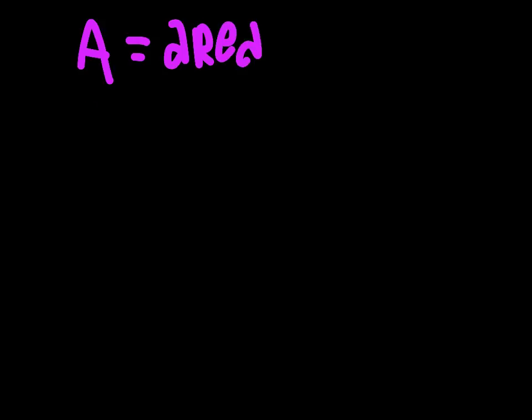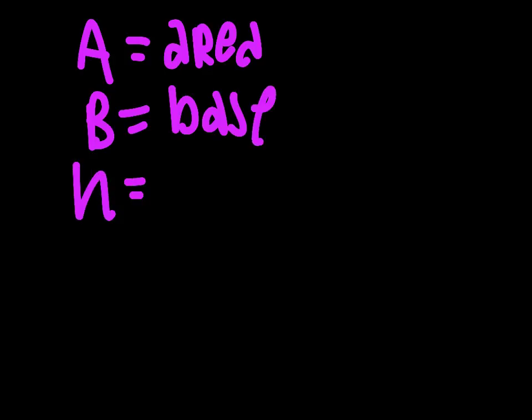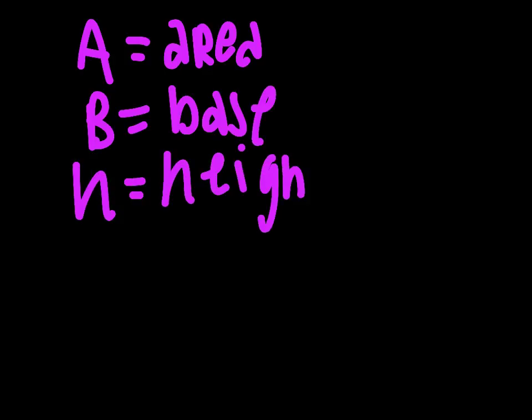Example 3 is write a formula. So translate the sentence into a formula. The area of a triangle equals the product of 1 over 2 the length, or half of the length of the base and the height. So we can let A be the area, B be the base, and H be the height. So let's read it again. The area of a triangle equals the product of 1/2 the length of the base and the height.